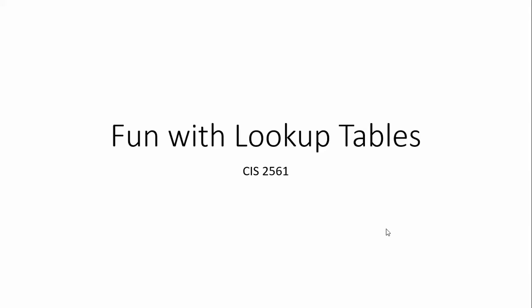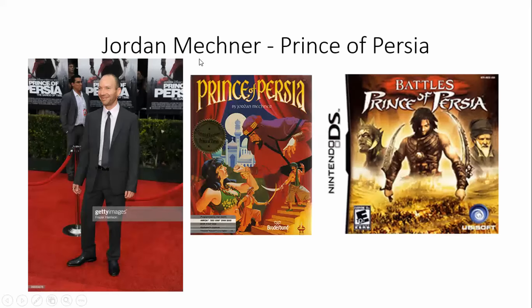Hello, in this video I'm going to show you how to mess with people using lookup tables and also go into some historical topics which I hope you'll find interesting. So we're going to talk about this guy, Jordan Mechner. He's the author, architect, brain behind the Prince of Persia franchise, but that was not his first game.